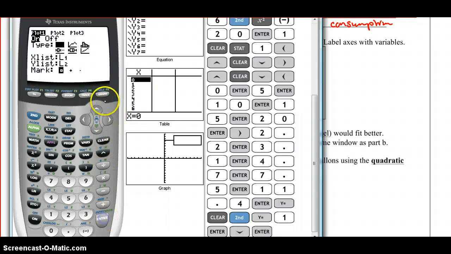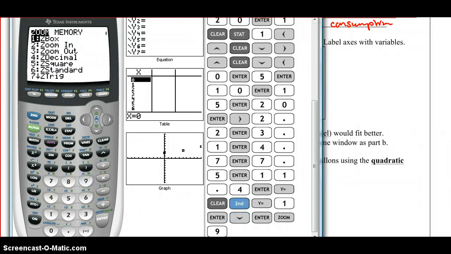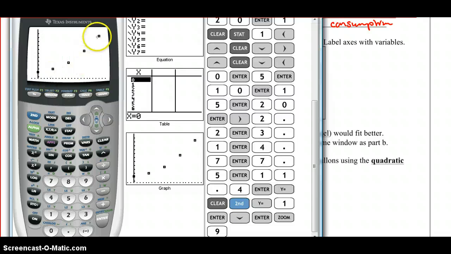And then we're going to highlight this first graph as our scatter plot and hit enter to change the highlighted region in case it was somewhere else. And then our X list is L1 and Y list is L2. And then we're going to hit zoom and 9. Okay, so here's our graph.